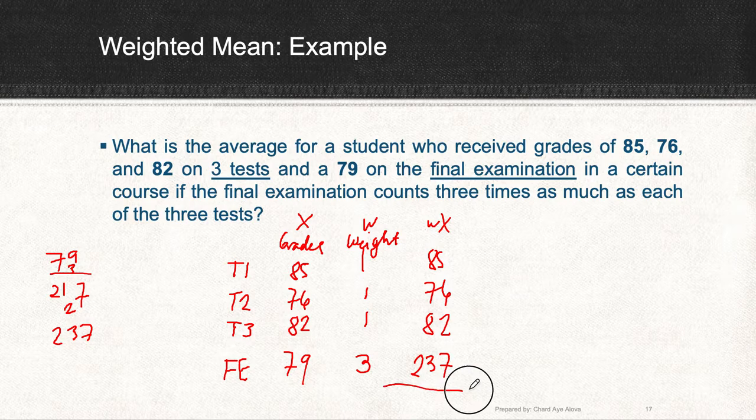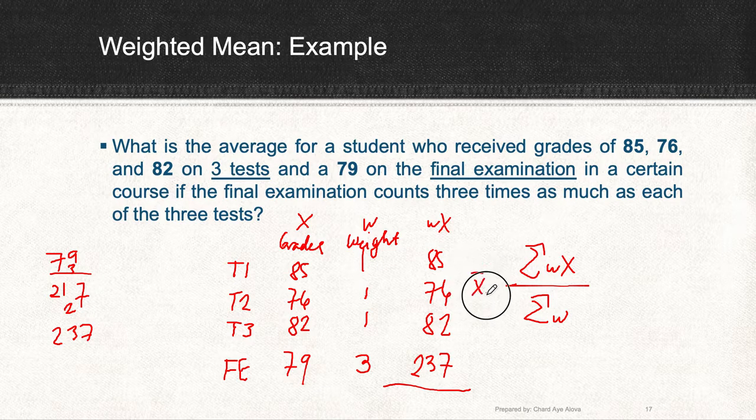Now what we need to do is to get the summation of WX, and then we're going to divide that by the sum of the weights, and then we'll get the weighted mean. Let's say this is a sample, so we'll use x bar w. So what we're going to do is sum up also the weights. So we have 1 plus 1 plus 1 is 3, plus 3. That's going to give us 6. And then we're going to sum up all the products of w times x.